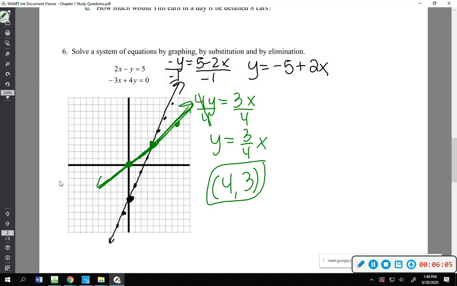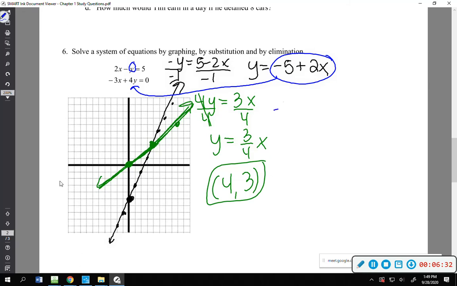For substitution, you get to choose which variable you isolate in order to substitute back in, but there's always going to be an easier variable. Look for variables that have a coefficient of 1 or -1. That's the easiest one. So I'm going to isolate y here, which we already did. So I'm going to take this and plug it in for y into my second equation.